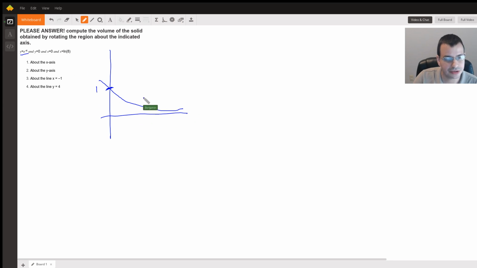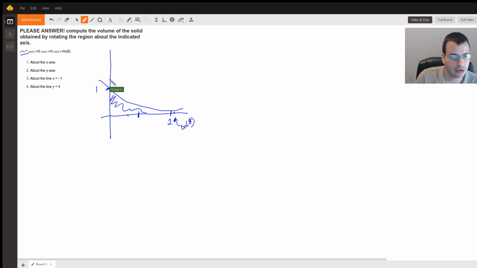We then have x equals ln of 8. So natural log of 8, e is like, I don't know, 2.7-ish. So maybe a little bit bigger than 2. So we'll say this is 2 right there, maybe natural log of 8. Sounds good, okay. And then this is the y equals 0 axis, x equals 0. So we have this region right here. That'll be bounded. And we're going to rotate about y equals 4.